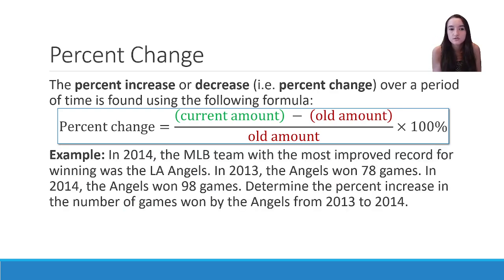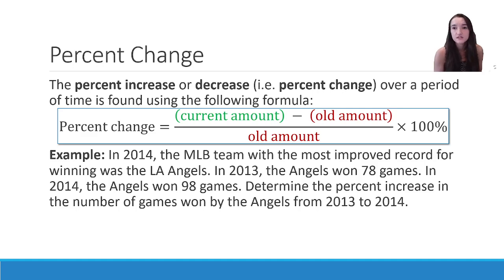That will happen. Usually we're going to run into this type of thing in word problems. You really have to pay attention to this, okay? In 2014, the Major League Baseball team with the most improved record for winning was the LA Angels. In 2013, the Angels won 78 games. In 2014, they won 98 games. Determine the percent increase in the number of games won by the Angels from 2013 to 2014.